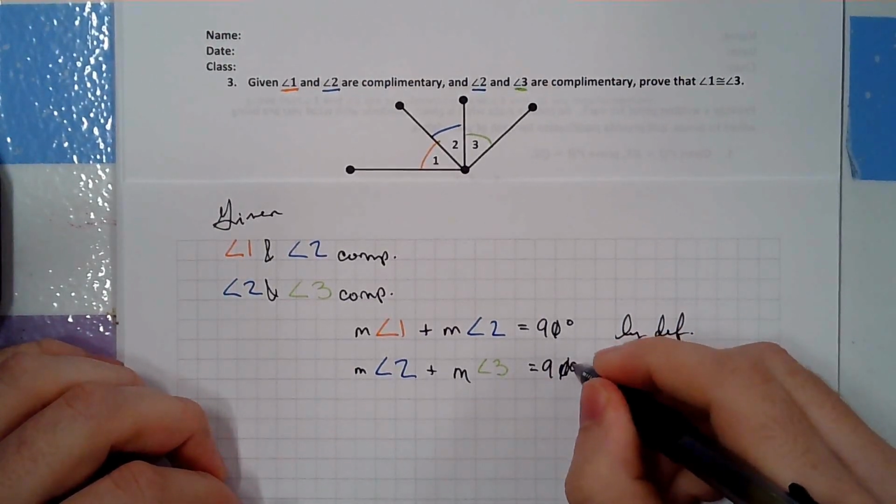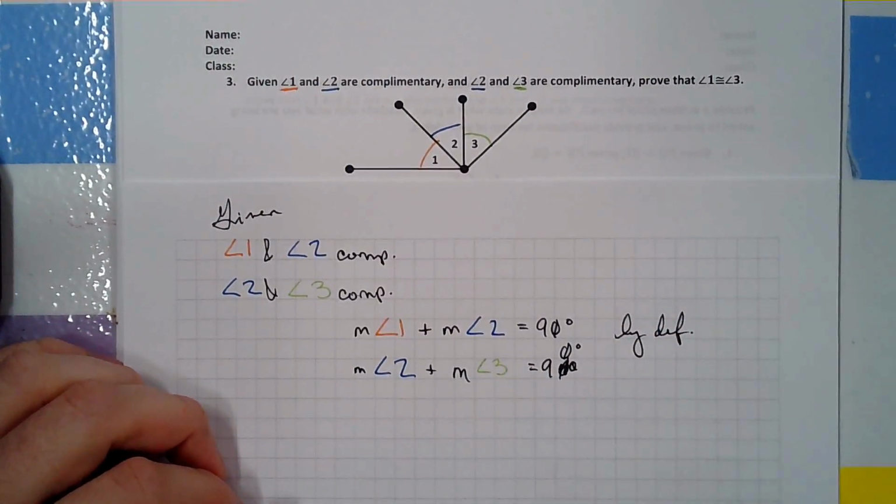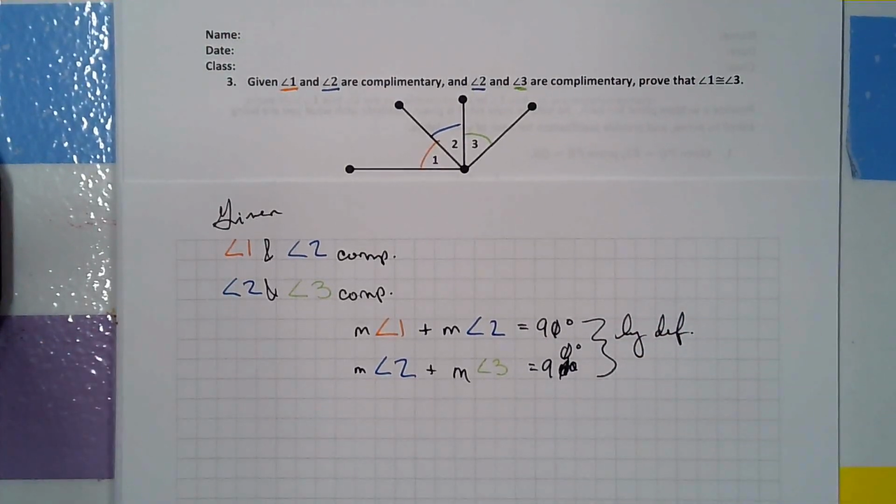That's a 90 right there. And those are both by definition. Cool. So, what do these two equations have in common? How are we going to get 1 and 3 together?